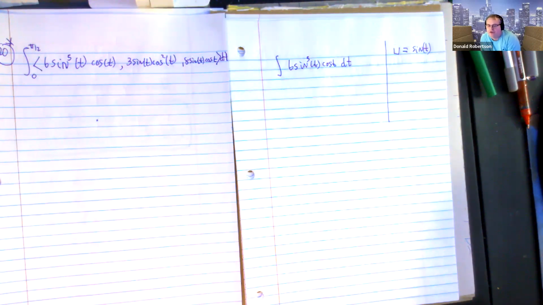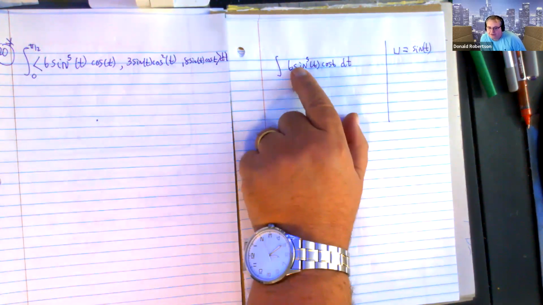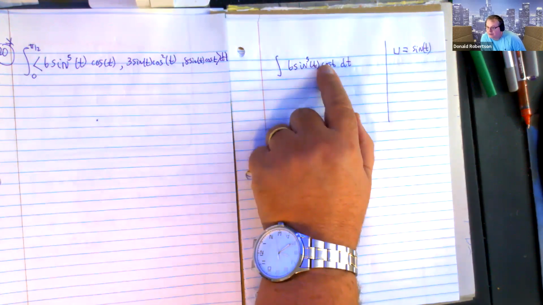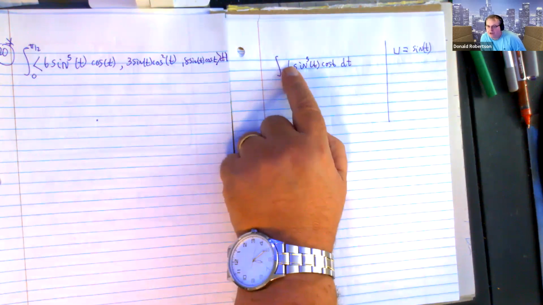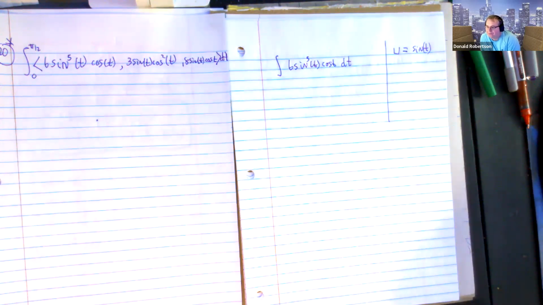So here's the rule. When you've got a power of sine and a power of cosine, as we have here, right? 5 of them and 1 of them. Always pick the bigger one as your u sub. Okay? Always choose the larger of the two as your u sub.